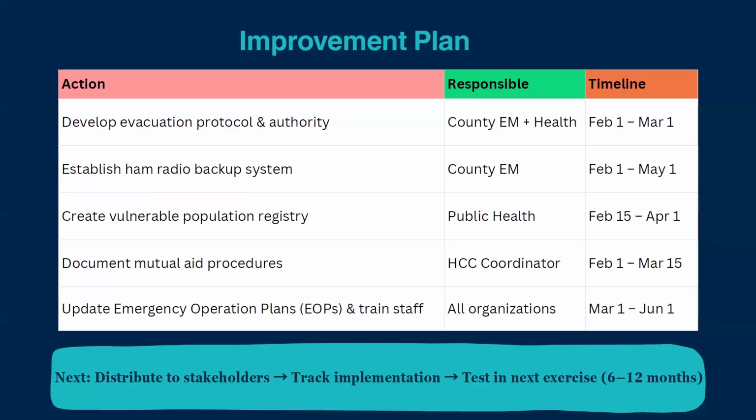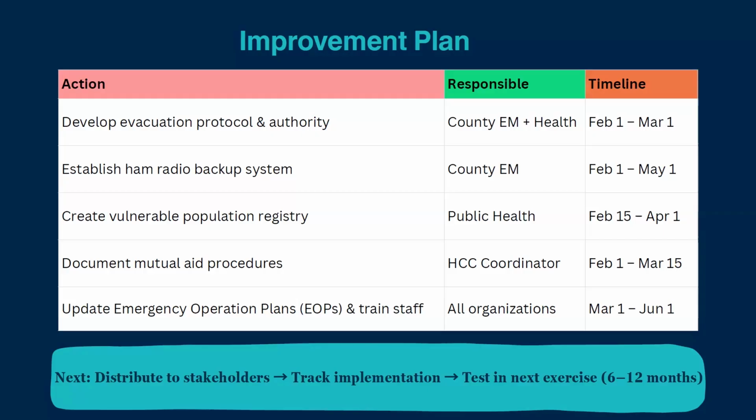Moving on to the improvement plan. This slide summarizes the key actions identified in our improvement plan, along with who is responsible and the proposed timelines. First, County Emergency Management and Public Health will work together to clarify evacuation authorities and protocols. This is a short-term priority to reduce confusion during the event.